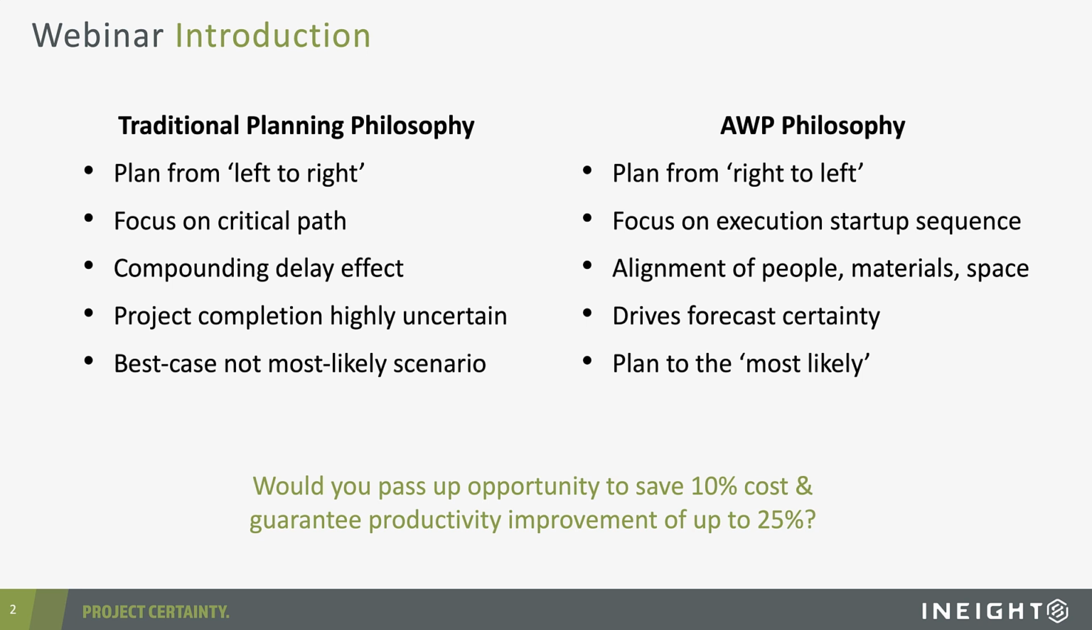Now, a lot of literature pertaining to AWP talks about getting the right people with the right materials at the right point in time to the right location. So a lot of the value and benefit of AWP is really around alignment. For me, the benefit of alignment of those entities together with planning from right to left to ensure constraint-free execution is really driving forecasting certainty, or our ability to forecast more accurately. Again, I think this is then resulting in the cost estimate and the schedule forecast really being more of a most likely scenario rather than a best case scenario.